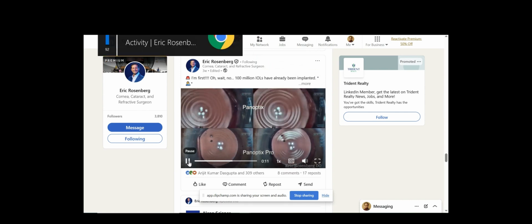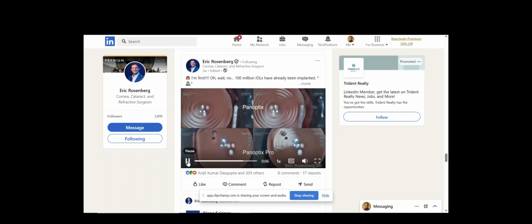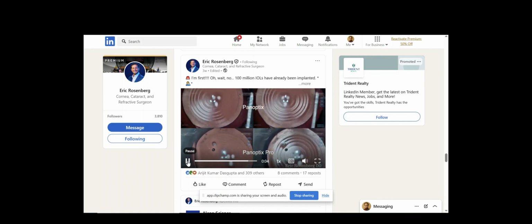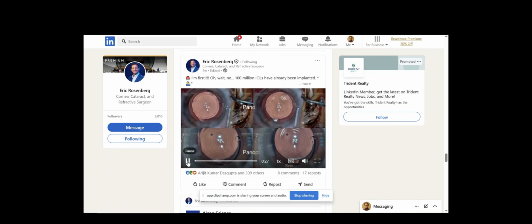Dysphotopsias. To the surgeon and under high magnification, the lenses appear quite similar. However, we can notice what I'm going to call a softer transition of the diffractive optical rings. Thank you for watching. The Panoptix Original.